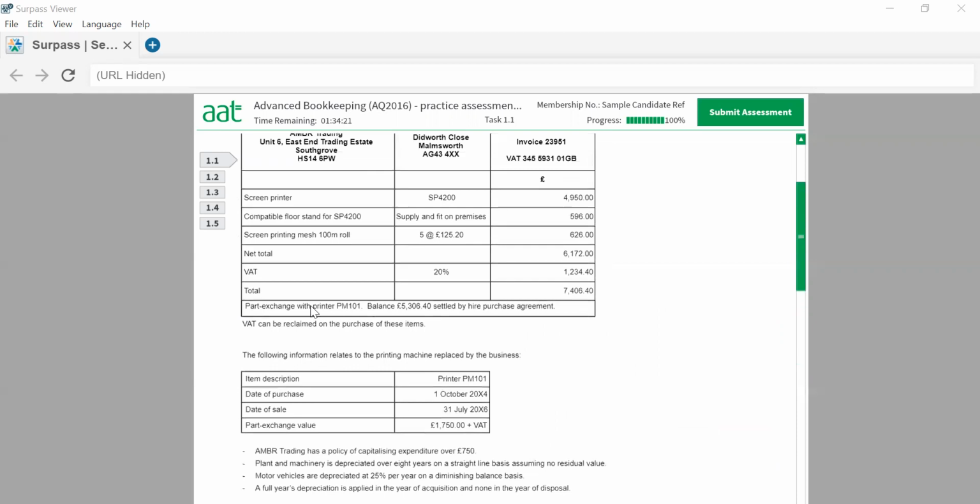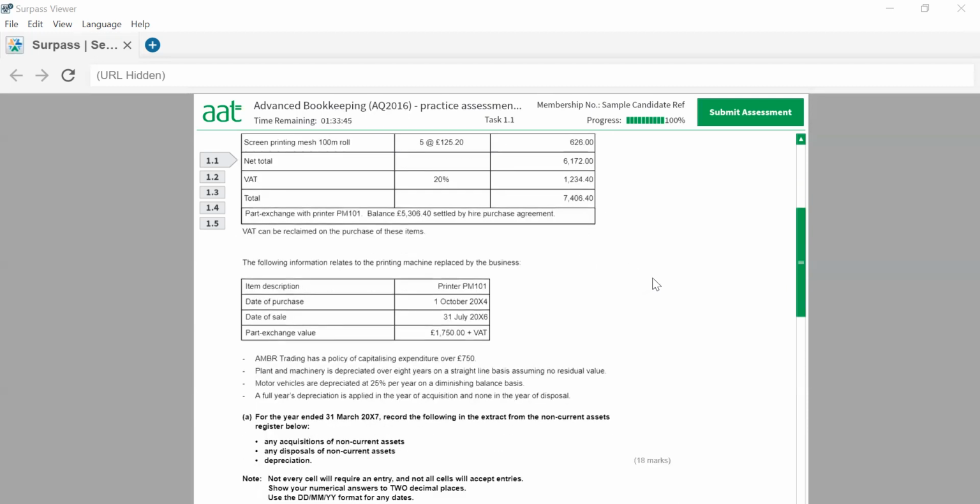So let's have a look. It says part exchange with printer PM101, which is this one here, and the balance of £5,306.40 is settled by hire purchase agreement. So it's telling us first of all that we've got the total amount, and also that it was part exchange. So we'll do that first, and we'll go through each of these tables and put them in as we're going along. Okay, so those two added together equals 5546.